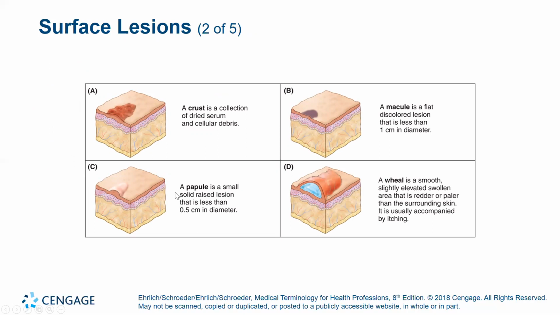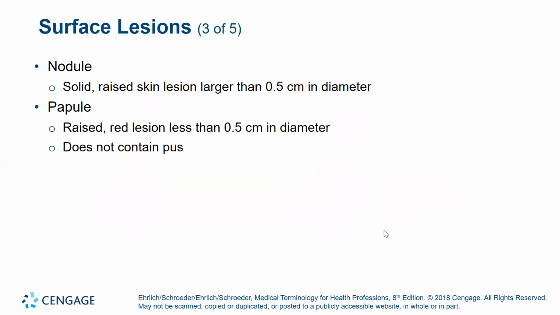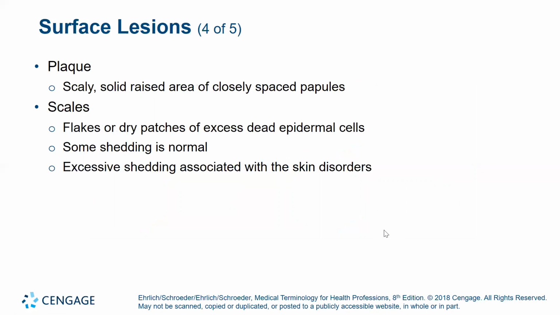See the papule, these are small pimples and insect bites. And then we have the wheal, which is also known as a welt, or it could be from hives or allergic reactions. You could get the wheal, slightly elevated, swollen area. Nodule is just a solid raised skin lesion larger than 0.5 centimeters in diameter. Papule is a raised red lesion less than 0.5 centimeters in diameter. Papule does not contain pus. We have plaque, scaly solid raised area of closely spaced papules.